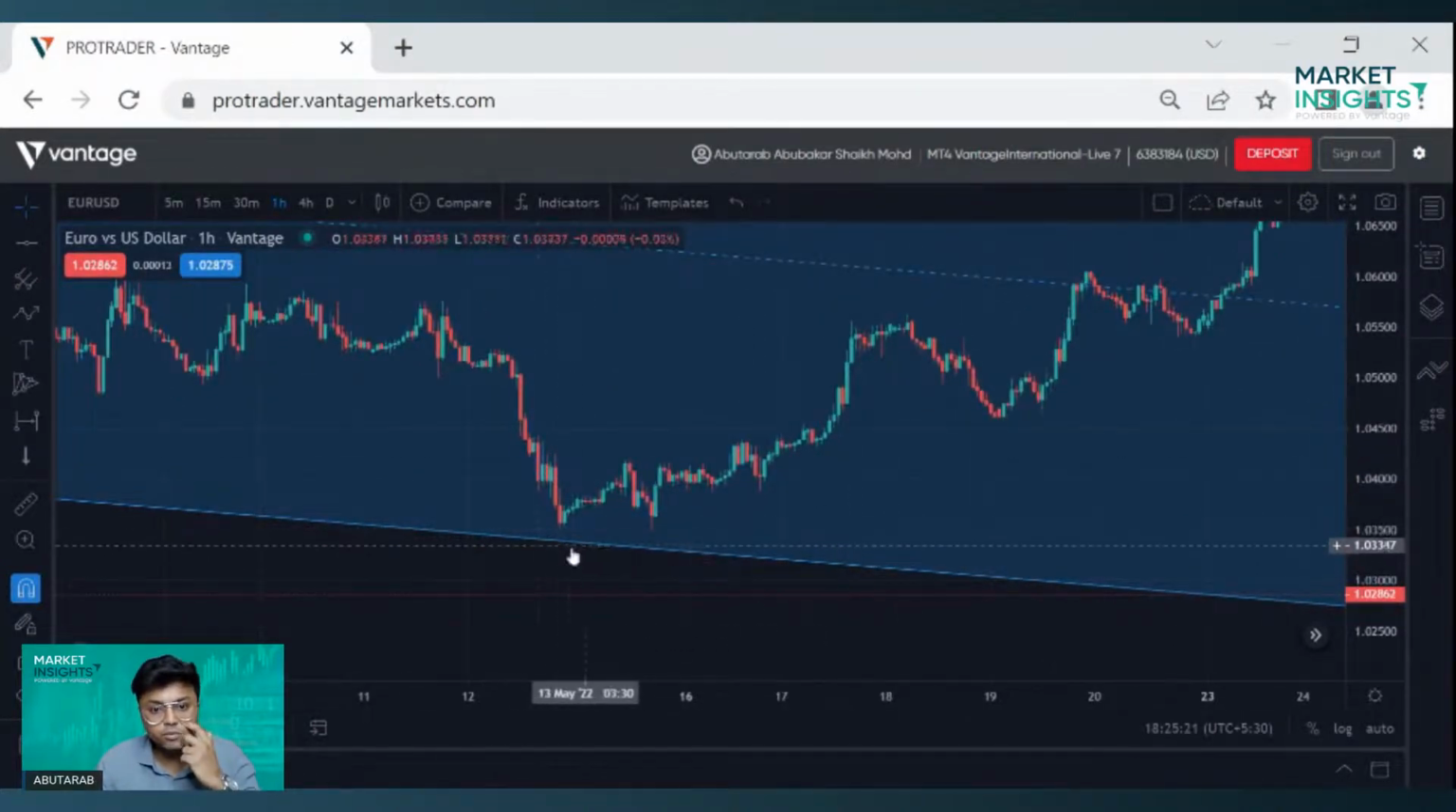It has taken a support in this zone. I'm not saying this is a hard and fast line. Okay. You might understand it as a zone. Zone we will cover up in the next session. The support and resistance zone.